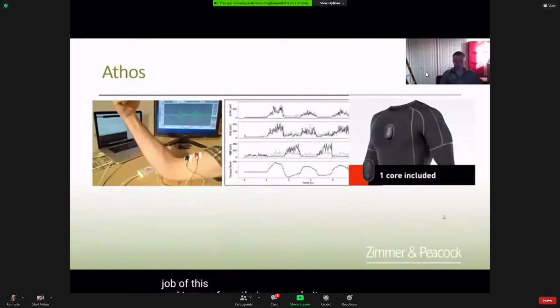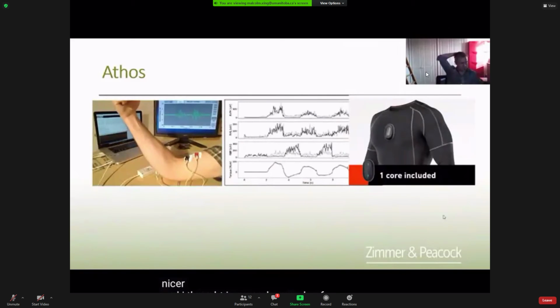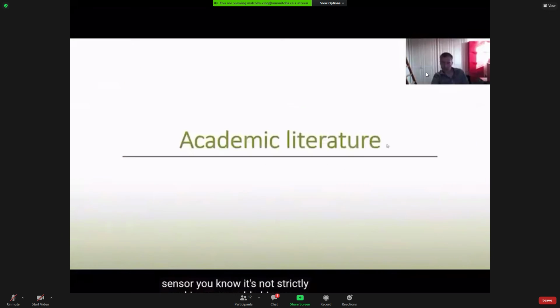And from their own website, I can see that they started with standard electromyography, and they've just made the form factor much nicer. Athos is a good example of taking something that's already done and quite robust in terms of electromyography, but putting it into a cool form factor, wearable suits. The electrodes for measuring the electrical signals from the muscles are probably buried in that suit or in the clothing. So that's a nice example of a wearable sensor. It's not strictly speaking a wearable biosensor.